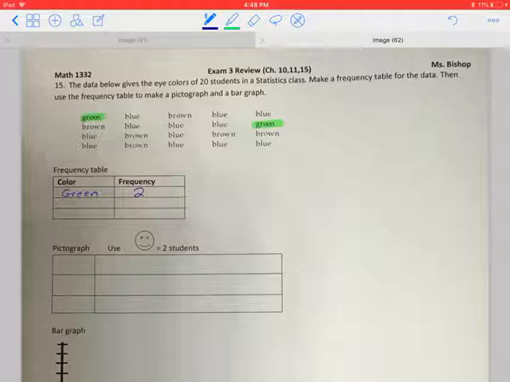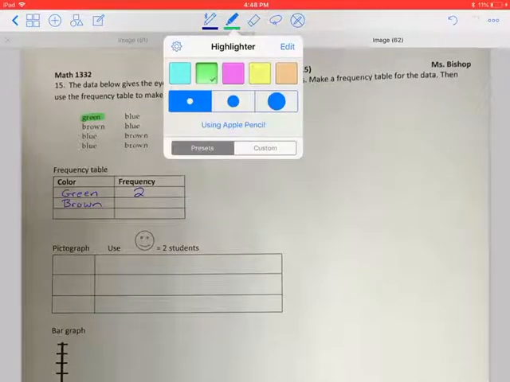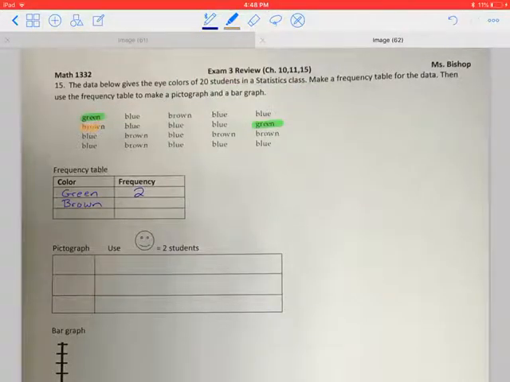All right, next we have brown. Don't think I have a brown highlighter. I'll just go ahead and use, that'll work. So there's 1, 2, 3, 4, 5, 6. All right, and then finally we have blue. So there's 1, 2, 3, 4, 5, 6, 7, 8, 9, 10, 11, 12.